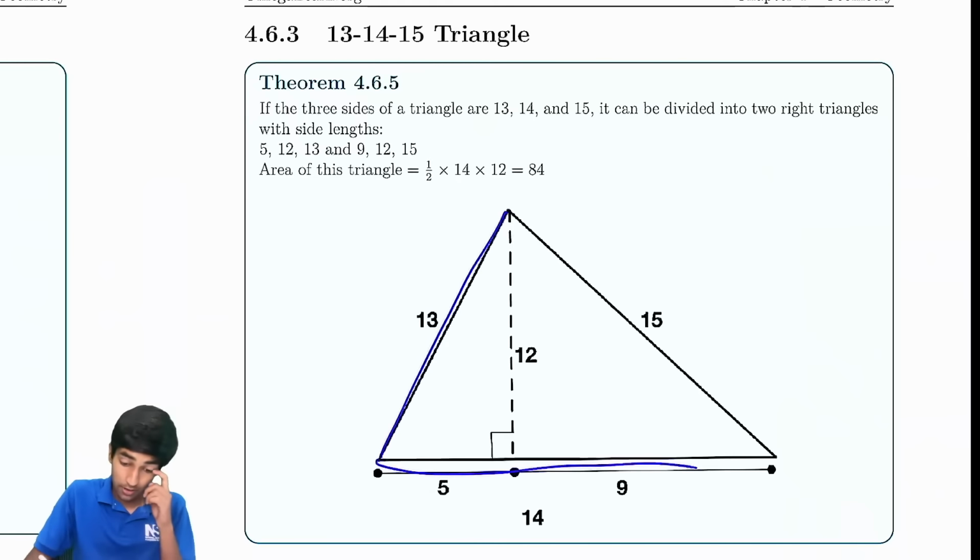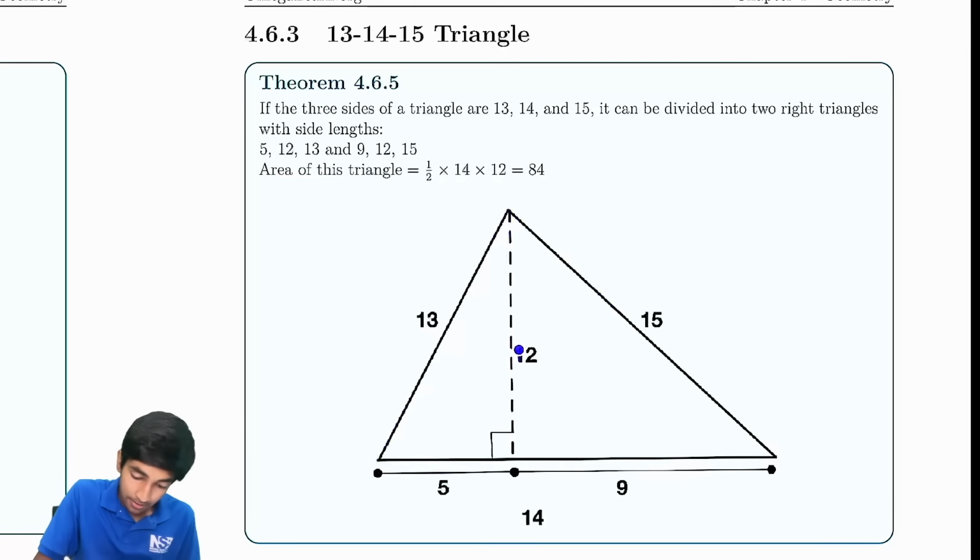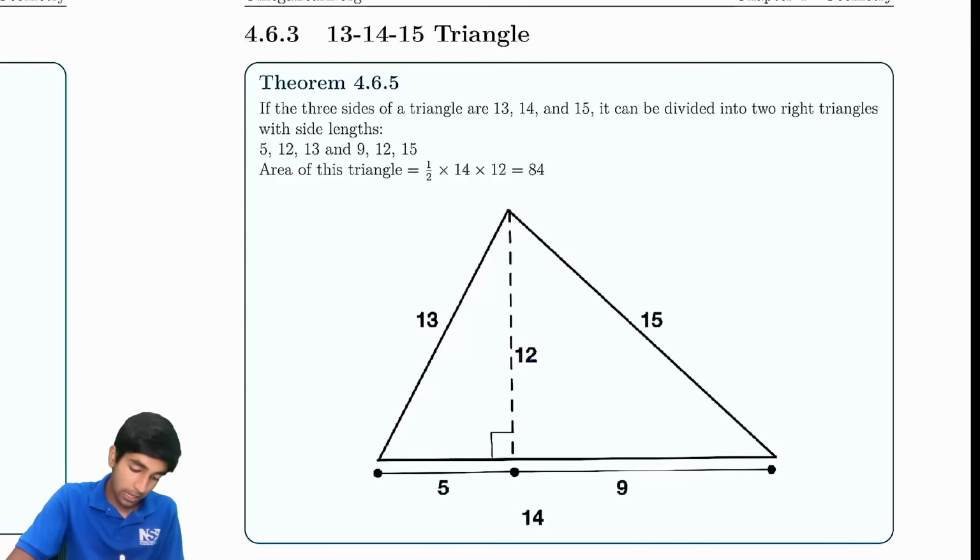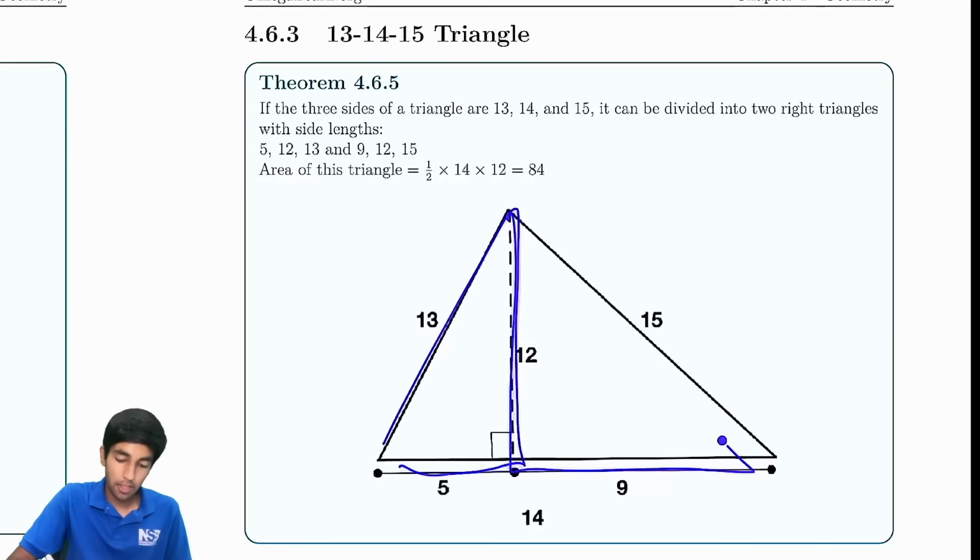If you have 13, 14, and 15, what you can do is drop this altitude over here, and this altitude has length 12. Now take a look. Pythagorean triples tell us this is 5, and then we get this is 9. Another thing is the area is 84. The neat thing is that we have this Pythagorean triple here and this Pythagorean triple here.